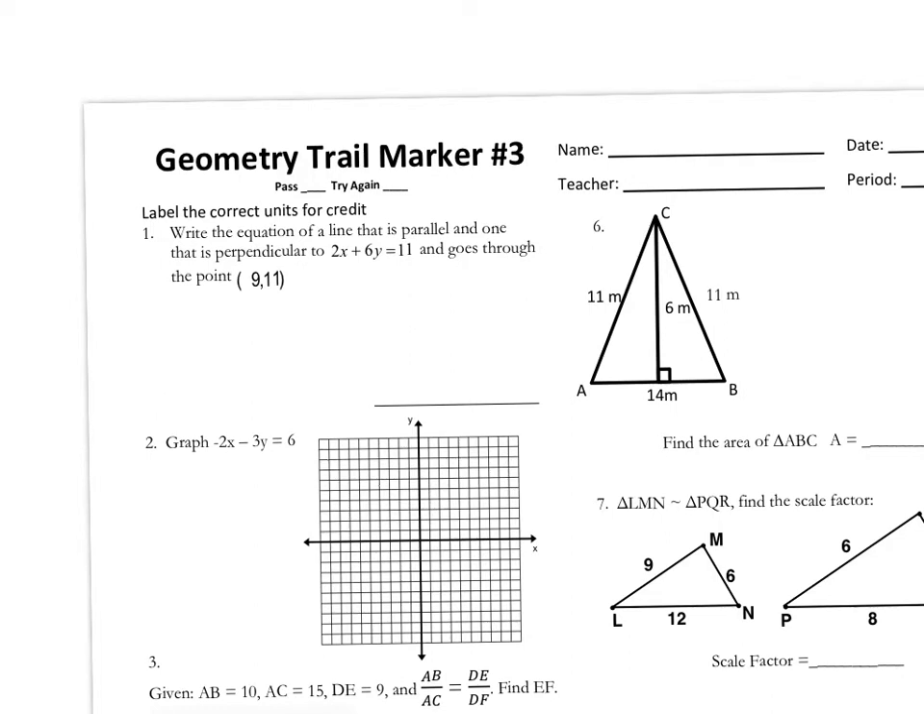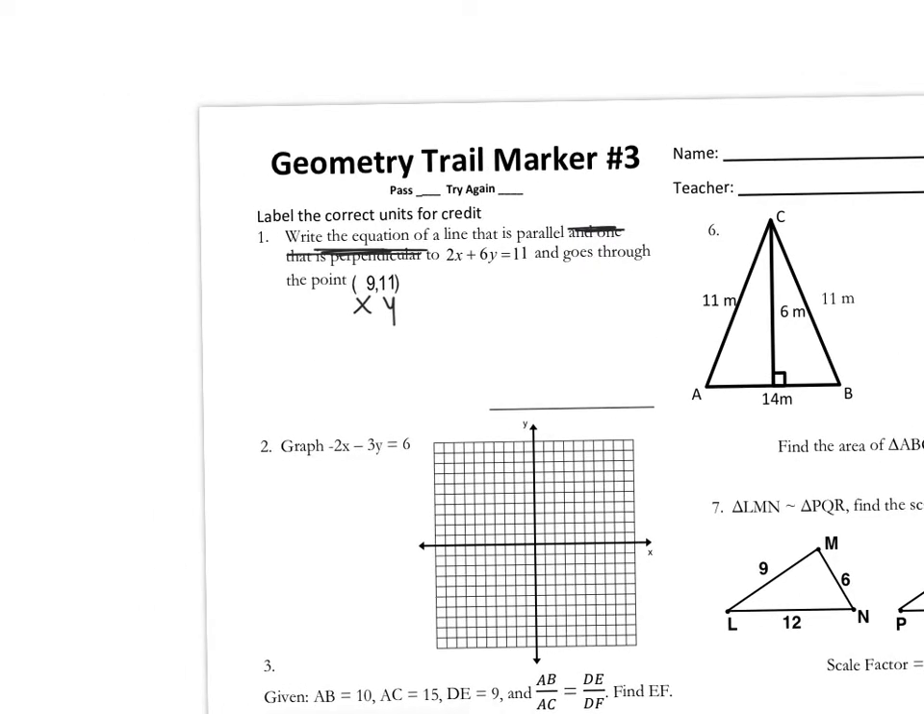It says, write the equation of a line that is parallel to 2x plus 6y equals 11 and goes through the point (9, 11). Well, we have 9 comma 11, which is an x and a y value, so we can use those later. But take a look. We need to figure out the slope of 2x plus 6y equals 11.